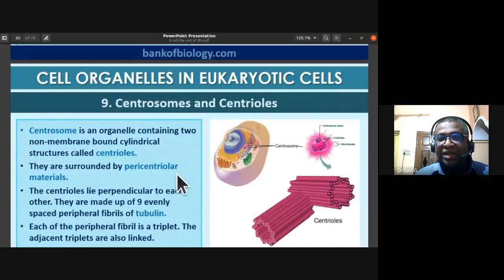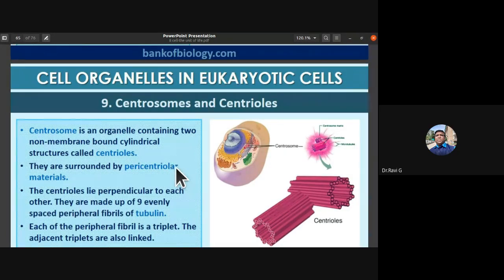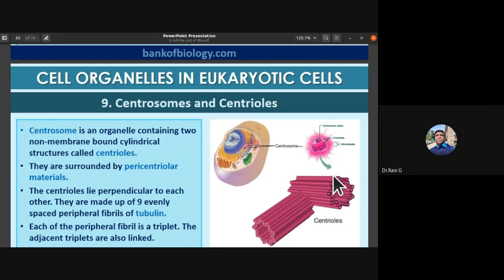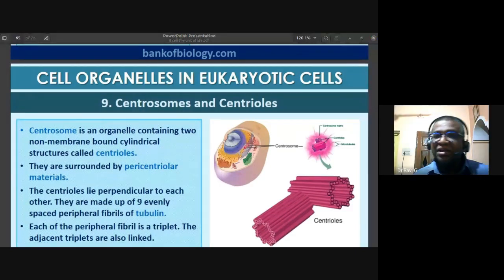Okay, so the centrosome is an organelle which contains two non-membrane bound cylindrical structures called centrioles. Centrosomes are found only in animal cells. They are absent in plant cells. It's a very important differentiating feature between plant cells and animal cells, especially during cell division. These centrioles are going to form the asters, from which the spindle fibers arise. But in plant cells there are no asters or spindle fibers, because the centrosomes are absent. So remember that.